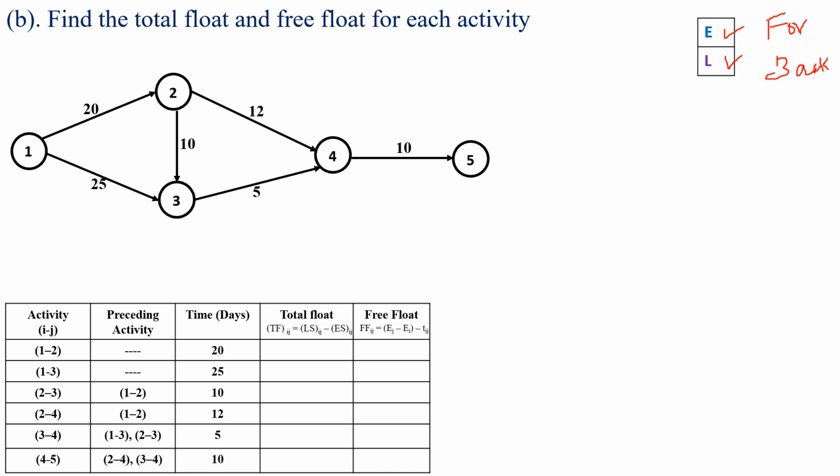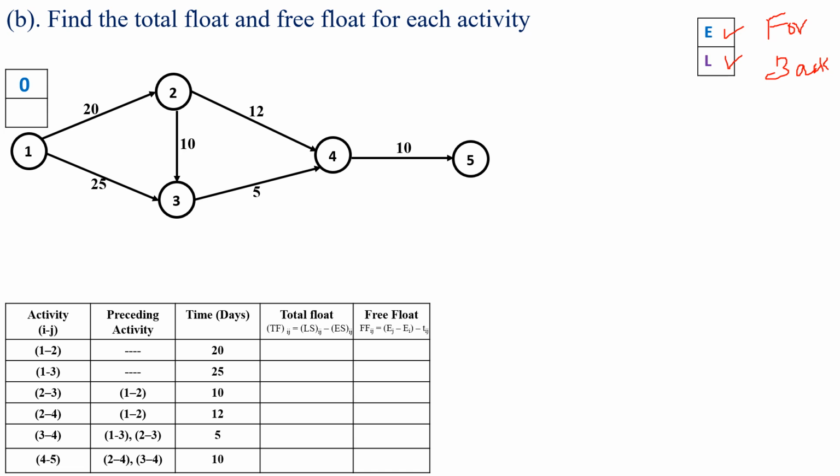Here the starting activities are 1 to 2 and 1 to 3. So first we will start with the activity 1 to 2. In the activity 1 to 2, event 1 is the starting event. So its earliest start time is 0 and the time duration is 20. So at event 2 the earliest finish time is equal to 0 plus 20, which is equal to 20.